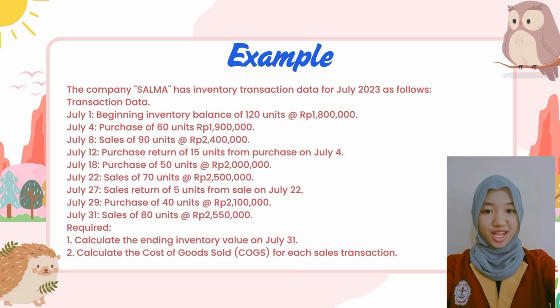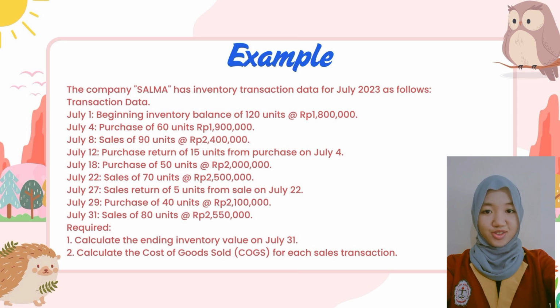Example. The company Salma has inventory transaction data for July 2023 as follows. Transaction data. July 1st, beginning inventory balance of 120 units at 1,800,000 Indonesian rupiah. July 4th, purchase of 60 units, 1,900,000 Indonesian rupiah. July 8th, sales of 90 units at 2,400,000 Indonesian rupiah. July 12th, purchase return of 15 units from purchase on July 4th.